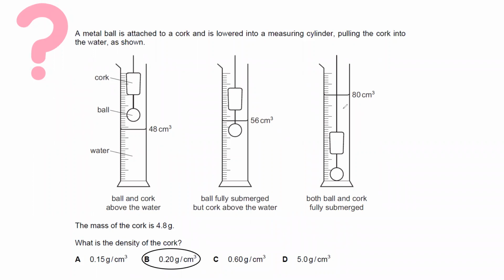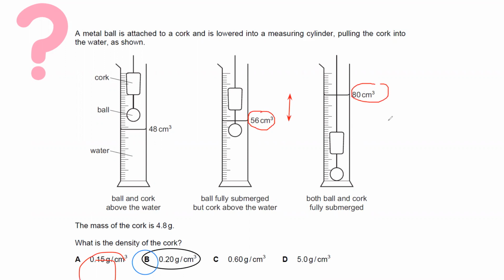The mass is 4.8. We need the volume of the cork. Look, this is a volume of the water only. This is the volume of water and sphere or a ball. But we don't need the volume of the ball. The moment we add a cork, how much does the volume change? It changes from 56 to 80. So basically this change in the volume from 56 to 80 is the volume of the cork.